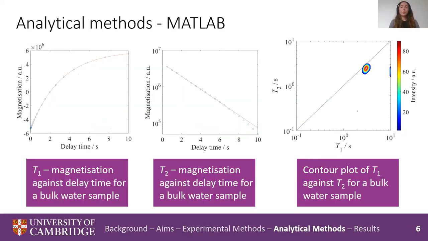So the data were modeled as one-dimensional exponential functions, as shown in the left-hand and center figures for T1 and T2 respectively. And the two-dimensional data were displayed as a contour-type plot, with the ratio of T1 over T2 taken to be the highest point on the contour plot, so the point with the highest probability.